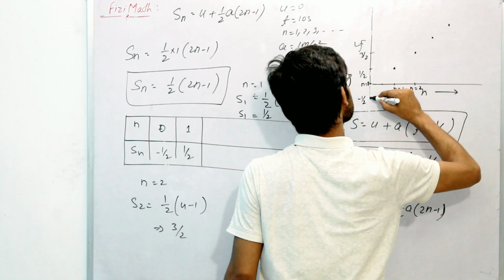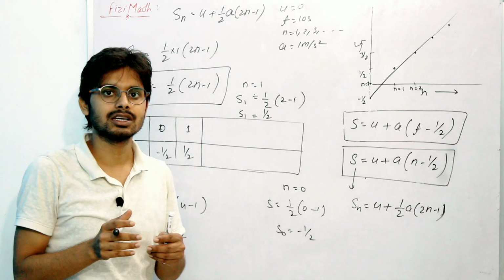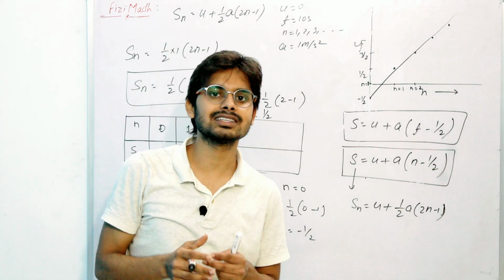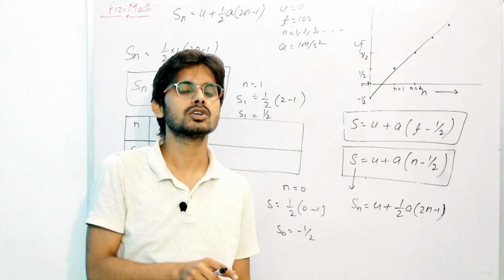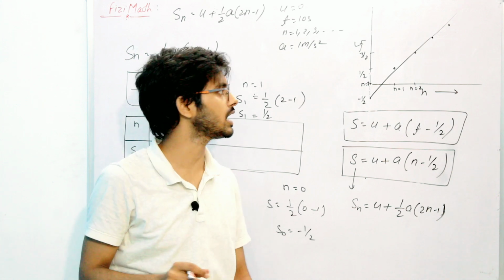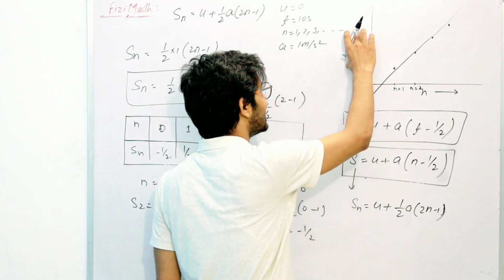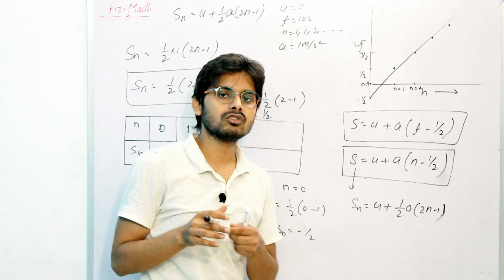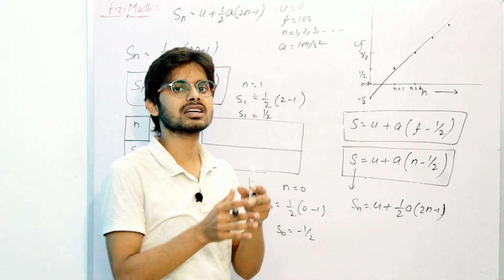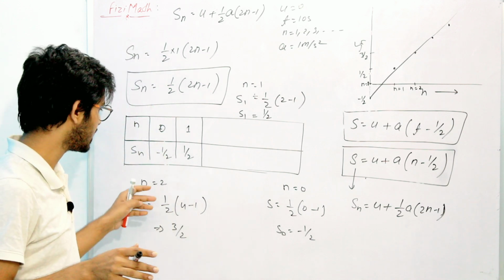So here we can say that we are getting a straight line because the difference is always 1. So we are getting a straight line. This one is denoting the plot of Sn versus n. And what are the values here denoting? This is a straight line, not a parabolic one. Okay, so this is the answer.